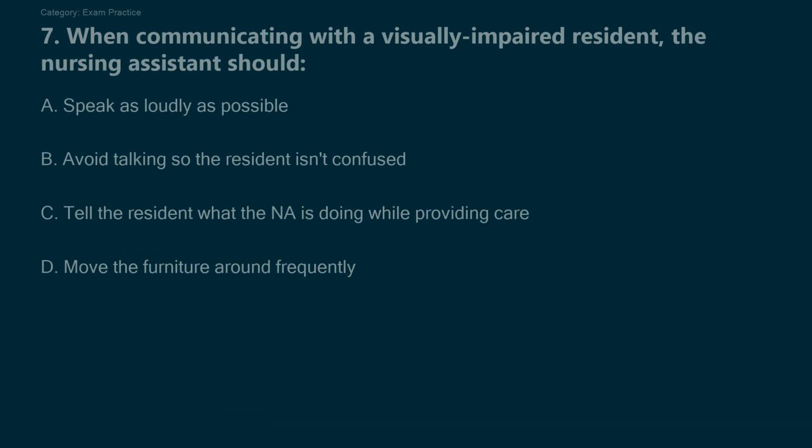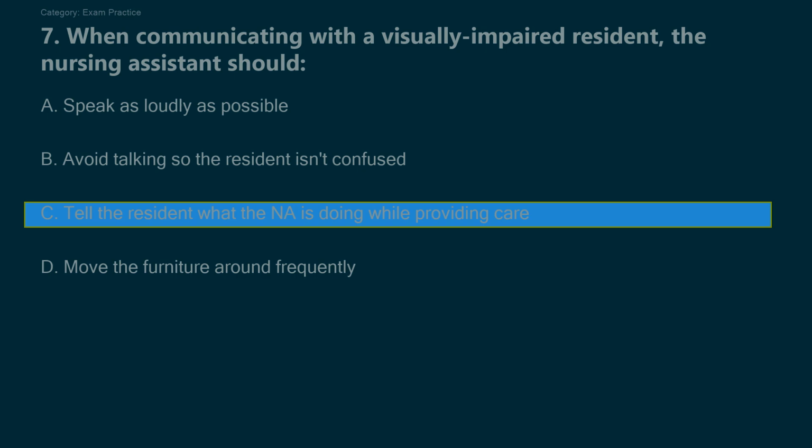Question 7. When communicating with a visually impaired resident, the nursing assistant should: Option A. Speak as loudly as possible. Option B. Avoid talking so the resident isn't confused. Option C. Tell the resident what the NA is doing while providing care. Option D. Move the furniture around frequently. The correct answer is option C. Tell the resident what the NA is doing while providing care.